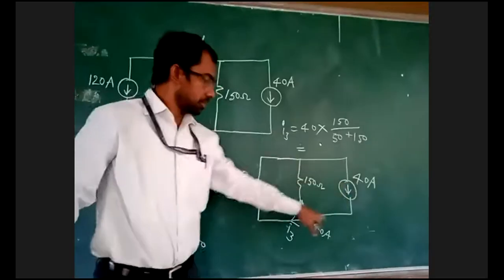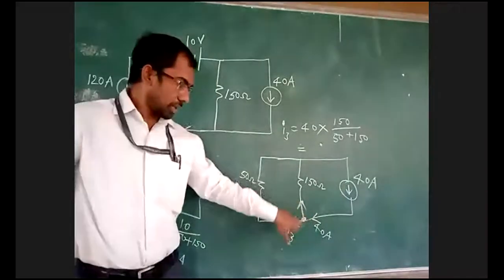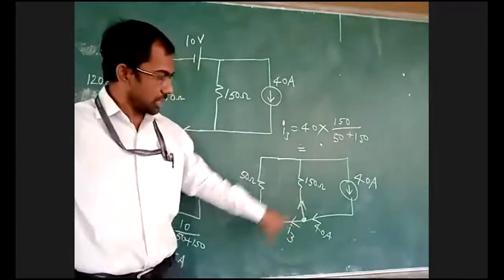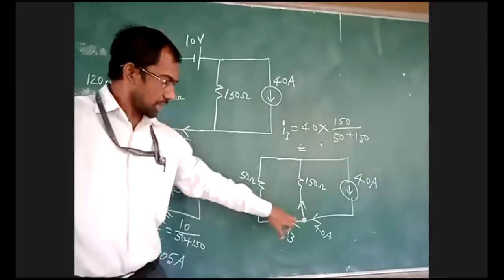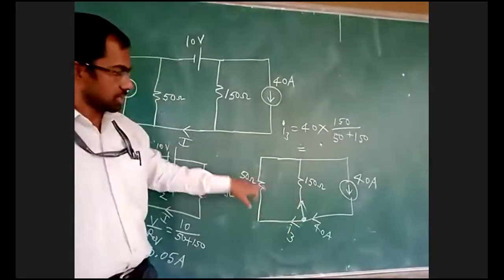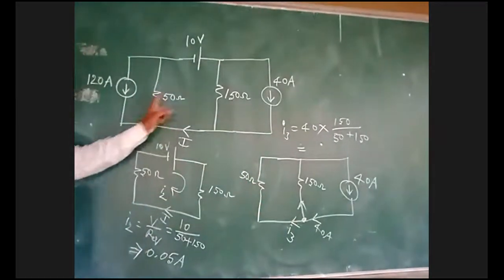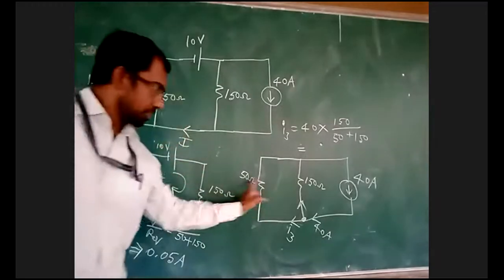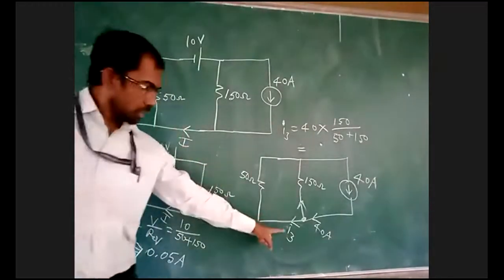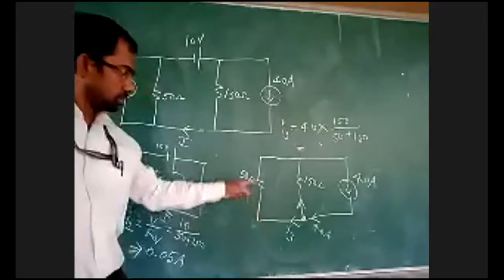See here, 40 ampere is coming here, and it is dividing in these two branches. The current flowing in this branch, in between 50 and 150, I am considering as I3. I want this current. It is 30 ampere.